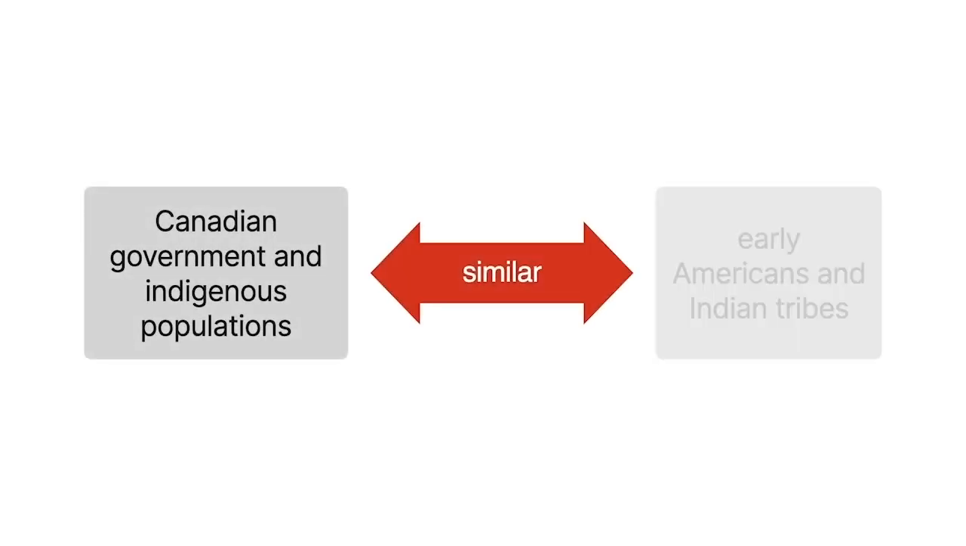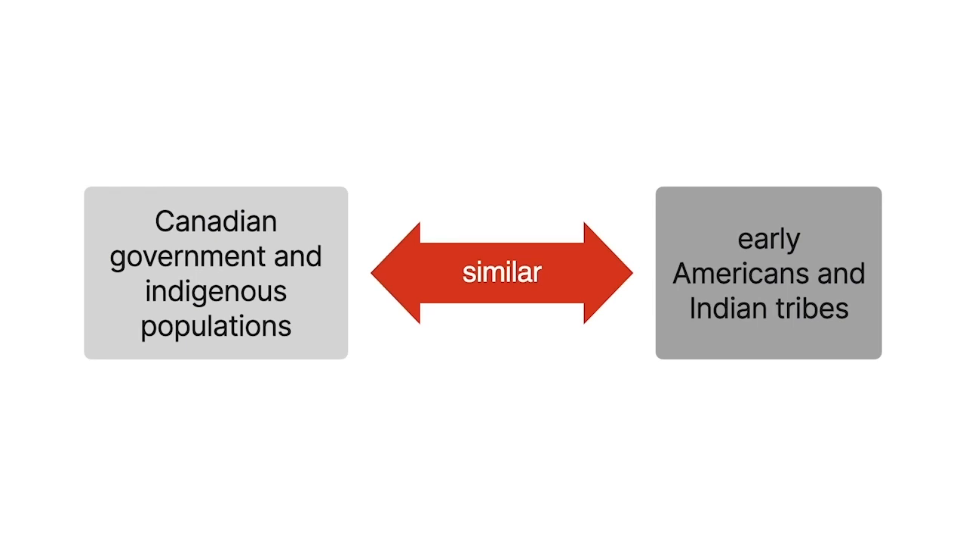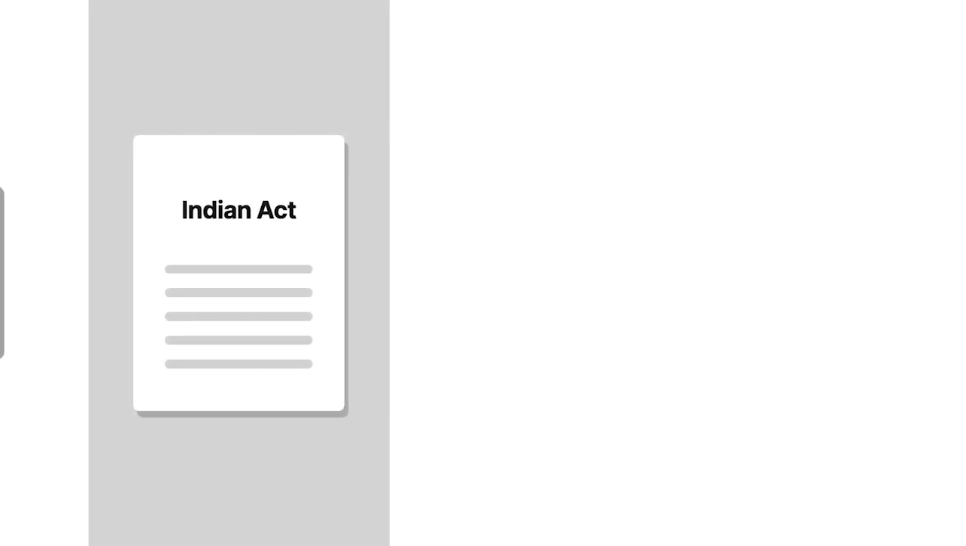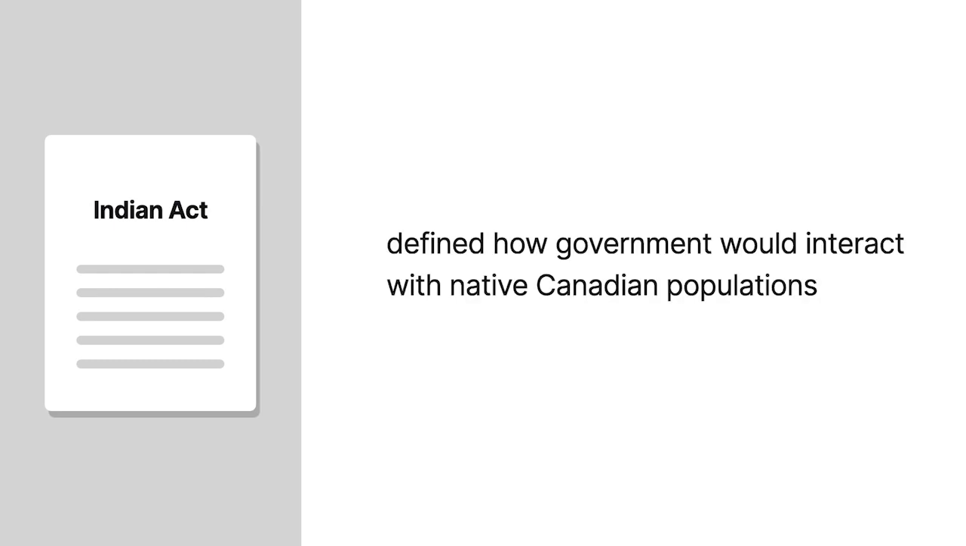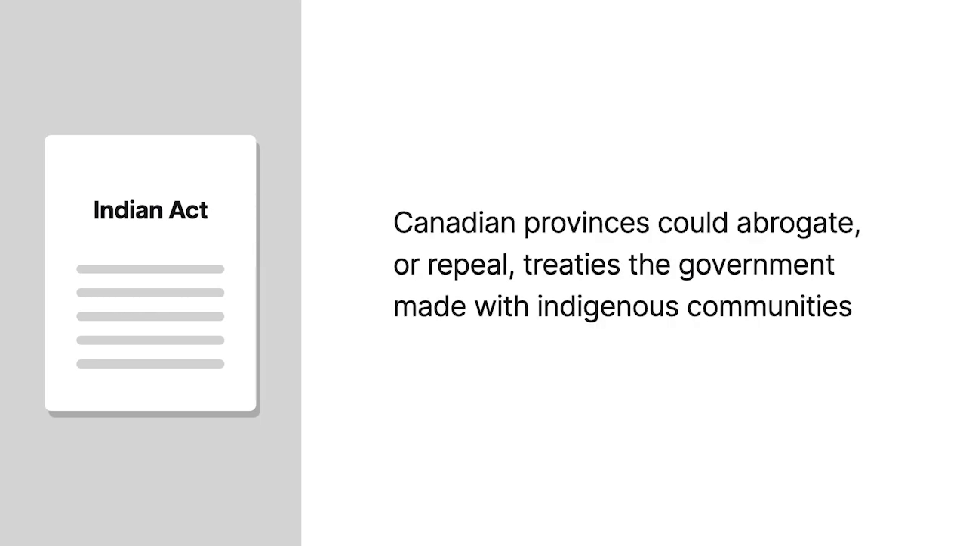The history of relations between the Canadian government and Indigenous populations is similar to that between early Americans and Indian tribes. In 1876, Canada passed the Indian Act. This act defined how the government would interact with Native Canadian populations, now commonly referred to as First Nations. Under this act, Canadian provinces could abrogate or repeal treaties that the government had made with Indigenous communities, often referred to as bans in Canadian law.